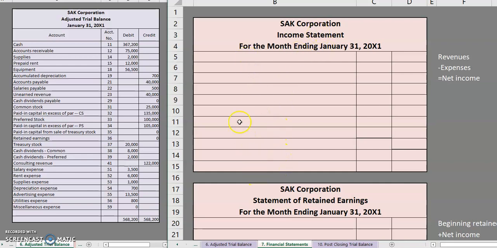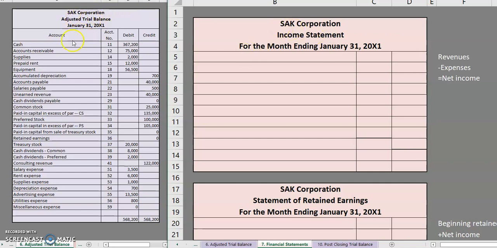So when you're preparing your income statement, which is the first statement in the financial statement series, my personal opinion is the first thing you should always do is move over to your adjusted trial balance and take a moment to categorize all of the accounts on that trial balance.